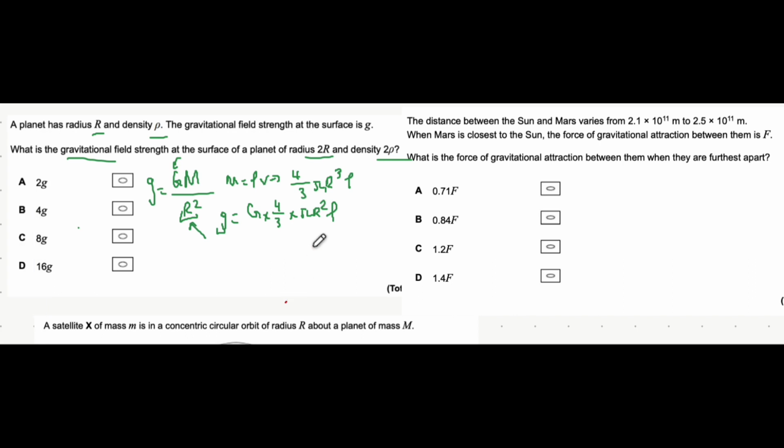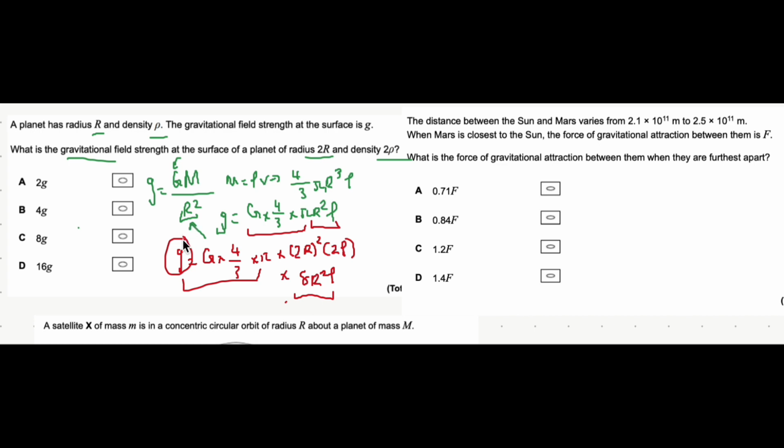Well, let's see. When we double the radius, the gravitational constant is unchanged, 4 over 3 times pi times, but the radius is being doubled, and we square the doubled radius. On top of that, the density is being doubled. Now 2 squared is 4, so this is like 4r squared multiplied by 2 rho, which is 8r squared rho. Because these variables are constant, and this is 8 times larger than this, that means that the value of g will be 8 times larger.